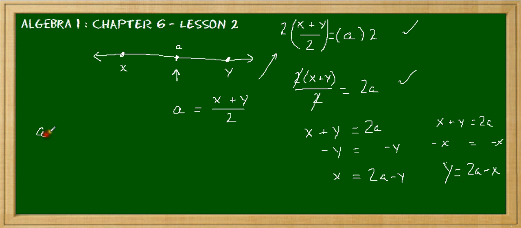So the average is equal to 3 plus 11 divided by 2, and that would be my x and y values. Of course, x would have to be 3, because on a number line the smaller number goes to the left. And then we would have a is equal to 14 divided by 2, so a would equal 7.